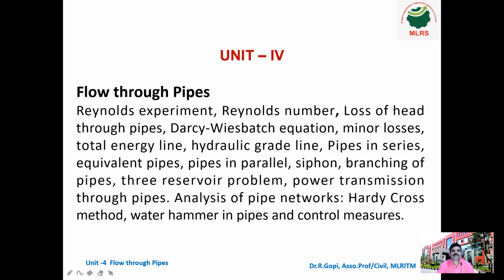So this is the syllabus for the 4th unit. The first chapter is Reynolds experiment, Reynolds number, loss of head through pipes, Darcy-Weisbach equation, and minor losses. These are the first two chapters: Reynolds experiment, major losses and minor losses. Next, total energy line and hydraulic grade line. These are the second chapters.